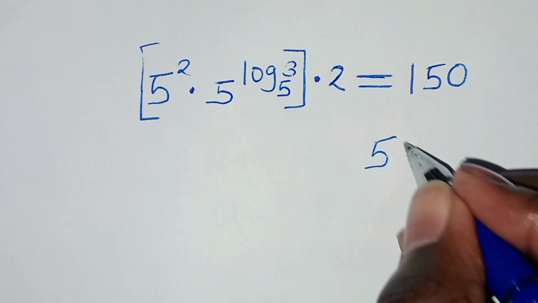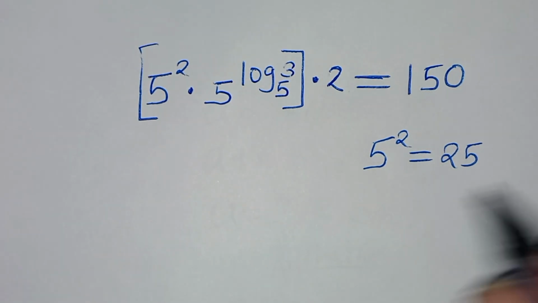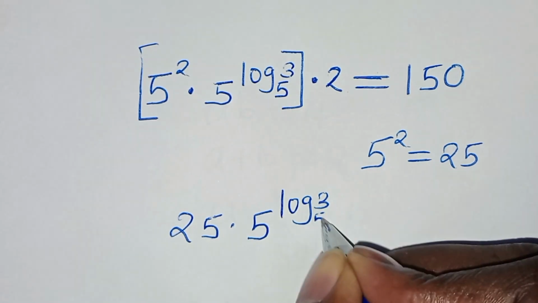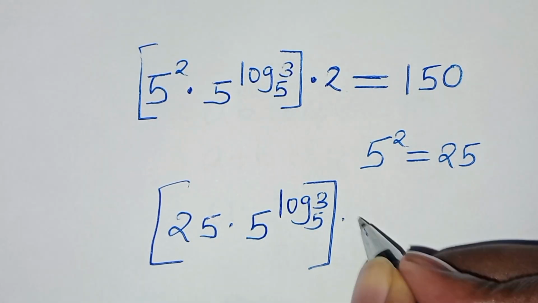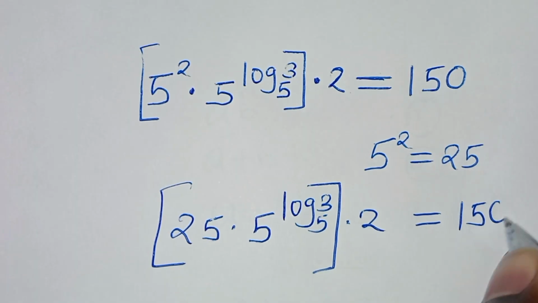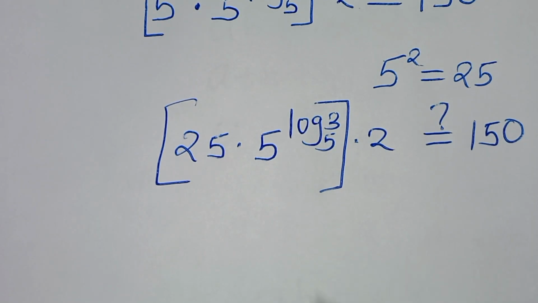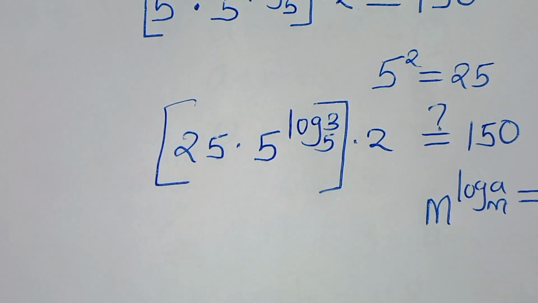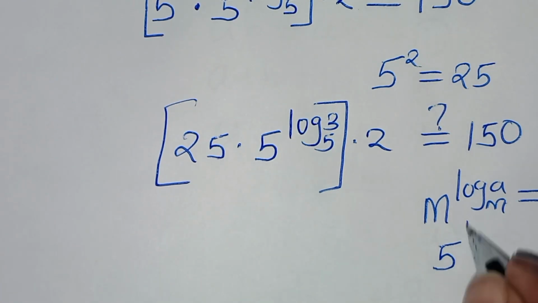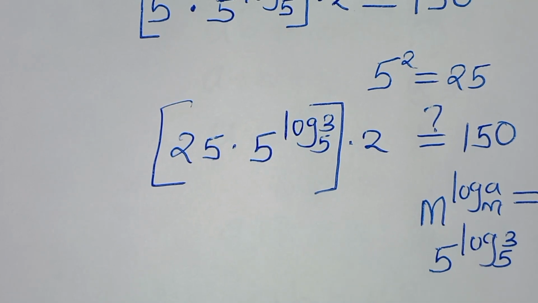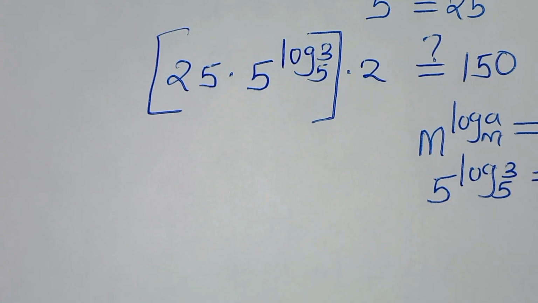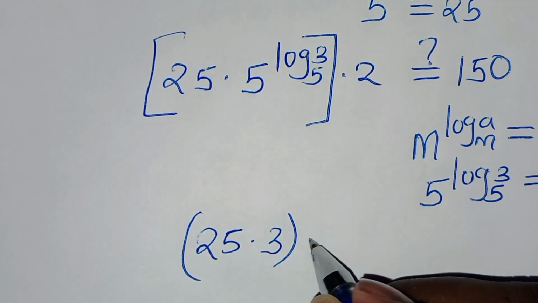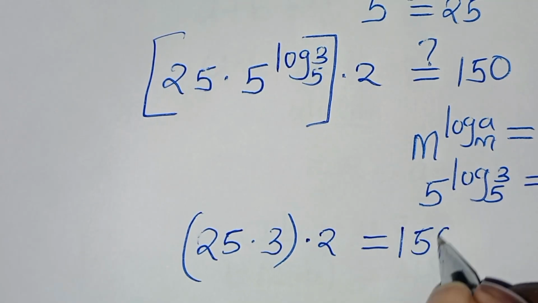Now from here, we have 5 to the power of 2, which is equal to 25. Here we have 25 multiplied by 5 to the power of log 3 to base 5, everything multiplied by 2. This is supposed to give us a value of 150. Now, we have that 5 to the power of log 3 to base 5 is in the form of m to the power of log a to base m, and this is supposed to give us a value of a. So 5 to the power of log 3 to base 5 gives us a value of 3. Substituting this value here, we'll have 25 times 3, everything multiplied by 2. This is supposed to give us a value of 150.